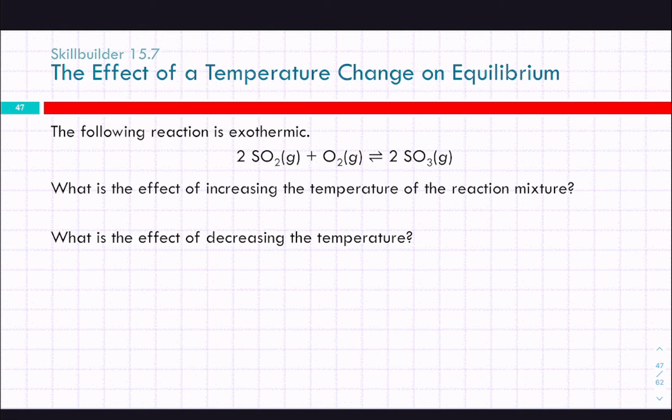Okay, so the following reaction is exothermic. So where can we think of heat as being a part of this reaction? On the right side. Yep, it's one of our products. Producing heat. So what is the effect of increasing temperature on this reaction? If we increase temperature, which way will it shift? To the left.